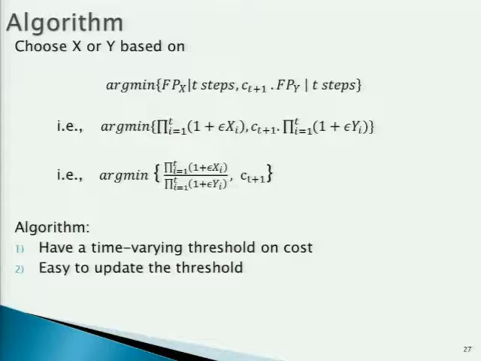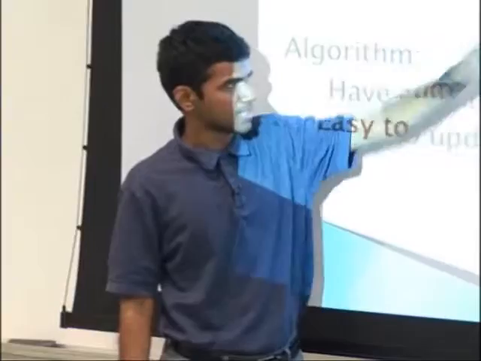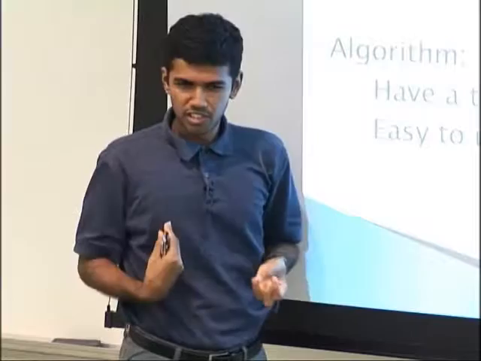This is the same thing as the original algorithm, the same kind of threshold, except that we have a time-varying threshold now. It's a simple algorithm and easy to update the threshold, a multiplicative update of the threshold. And without knowing the distribution, you can do the same thing as the original algorithm. Okay.